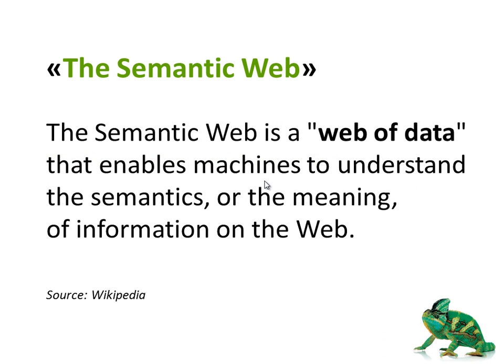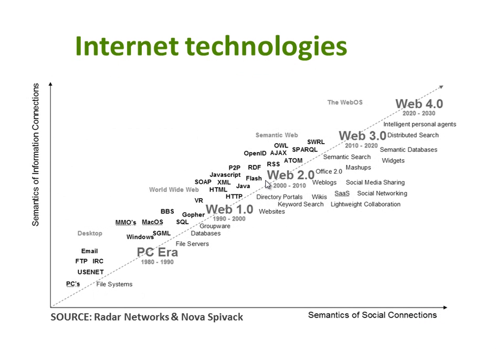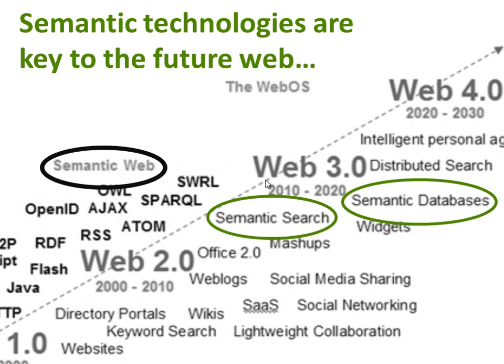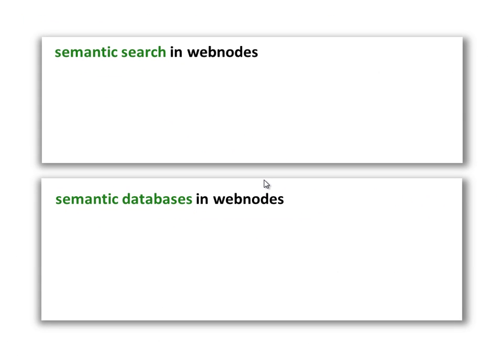It's defined in Wikipedia as a web of data that enables machines to understand the semantics, or the meaning, of information on the web. If we look at this in the context of the development of other internet technologies, it's considered to be a major part of Web 3.0, and you typically divide it into semantic search and semantic databases. I'm going to talk a little bit about that.